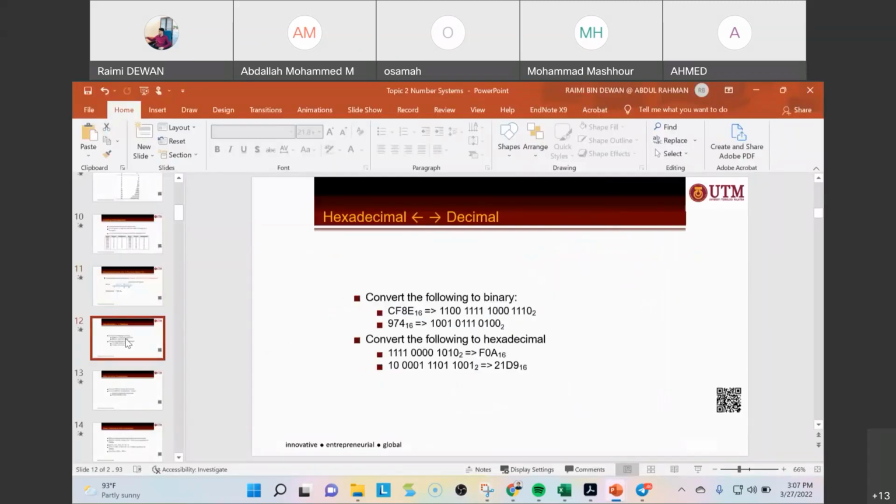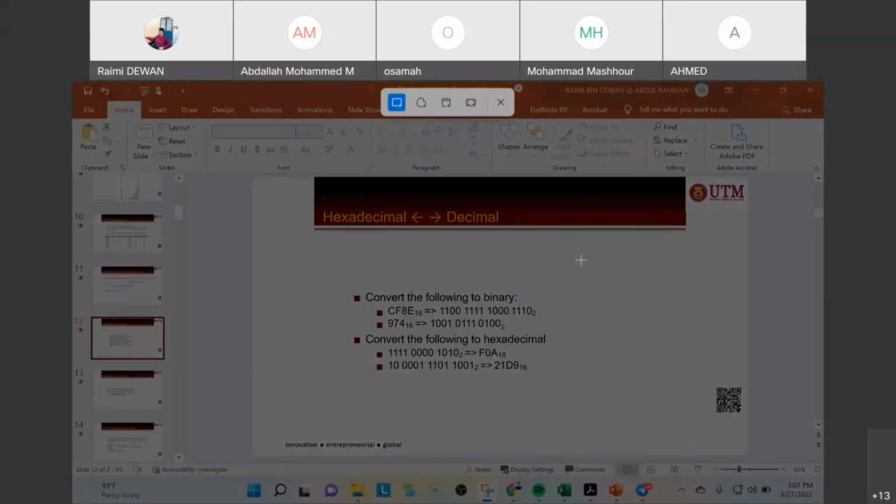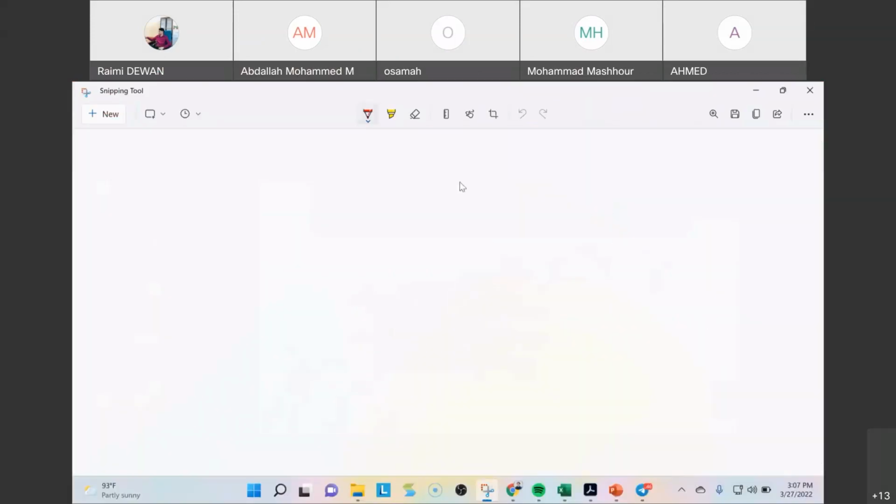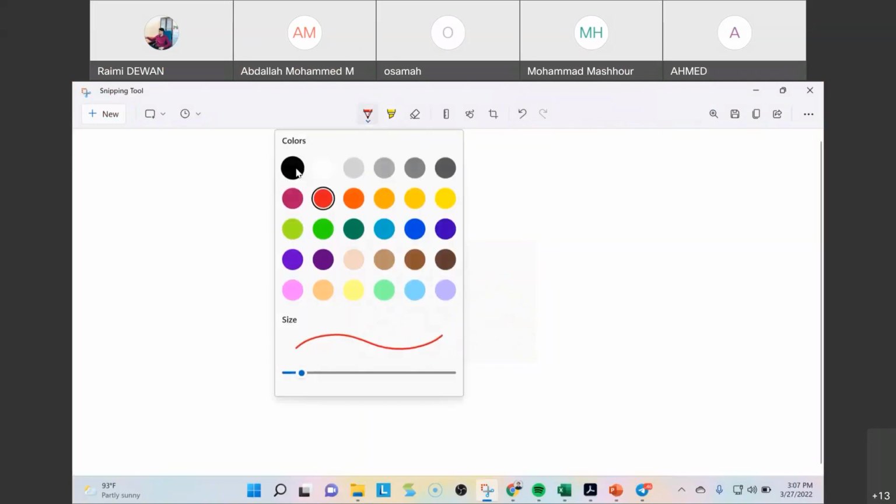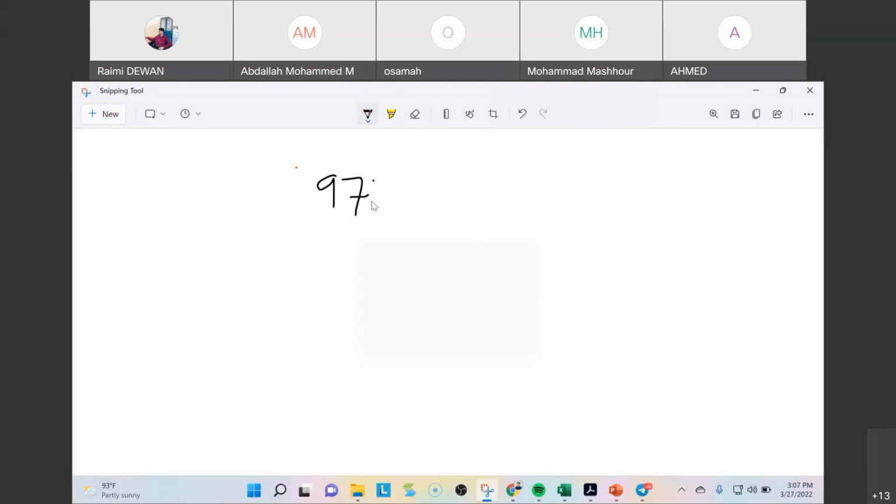Now, convert the following to binary. Now we do the opposite. We take this one, 974 base 16. We want to convert it to the binary system, base 2. Earlier, from binary to hexadecimal, we divided it into groups of 4. Now each digit of this answer will be represented in 4 bits.